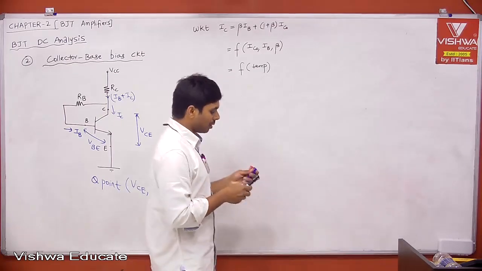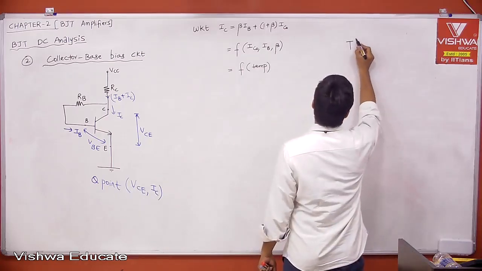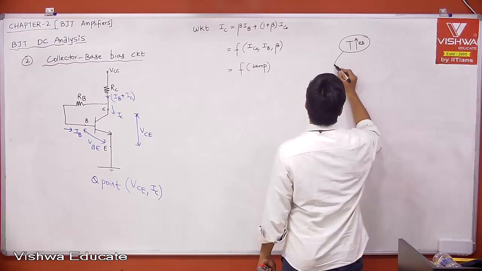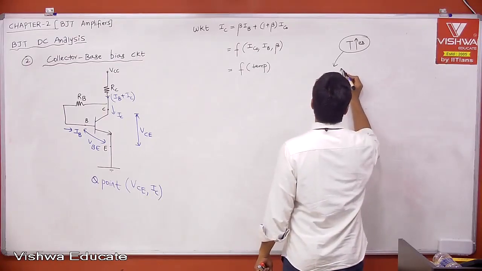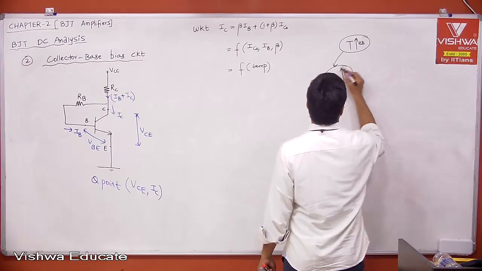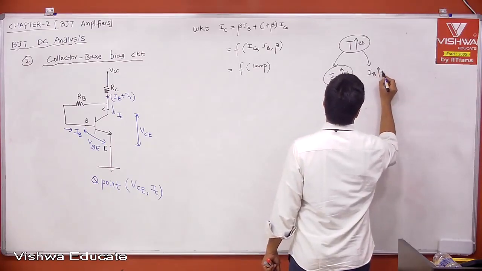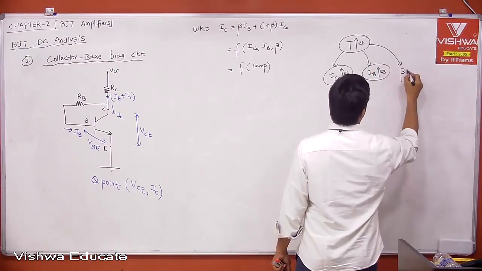Okay. But now, let me explain the same thing using a flowchart. Now, if temperature increases, then don't write, just listen here. Your ICO increases, your IB will increase, your beta also increases.